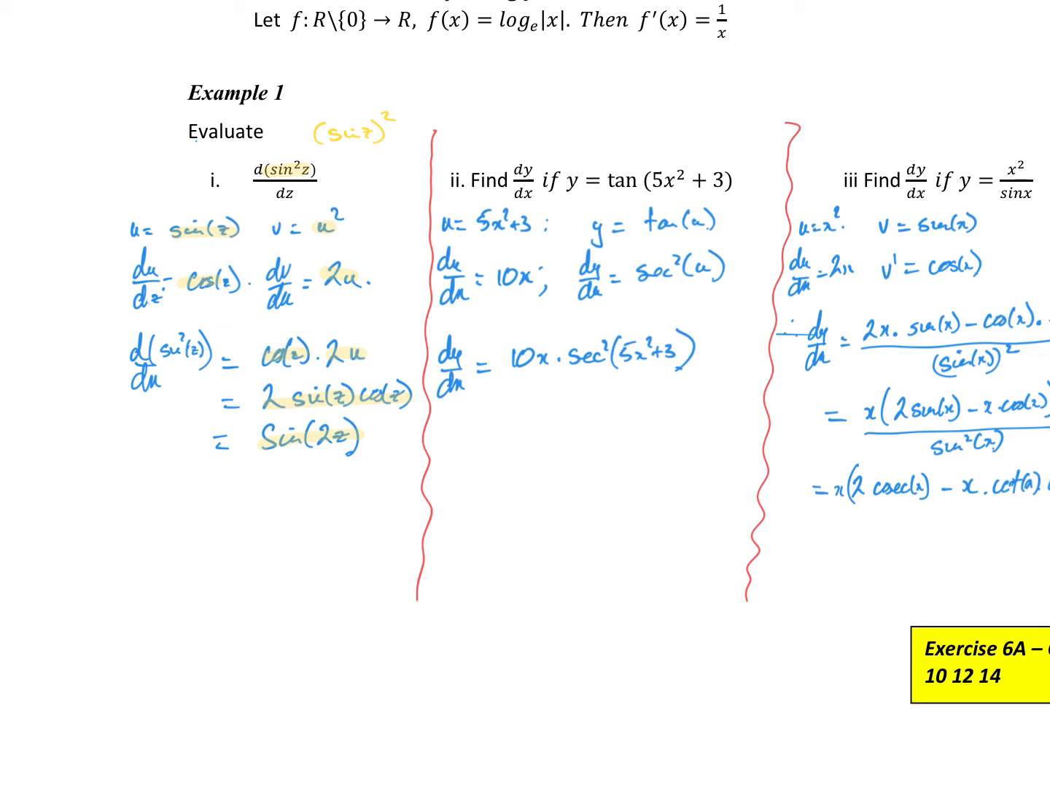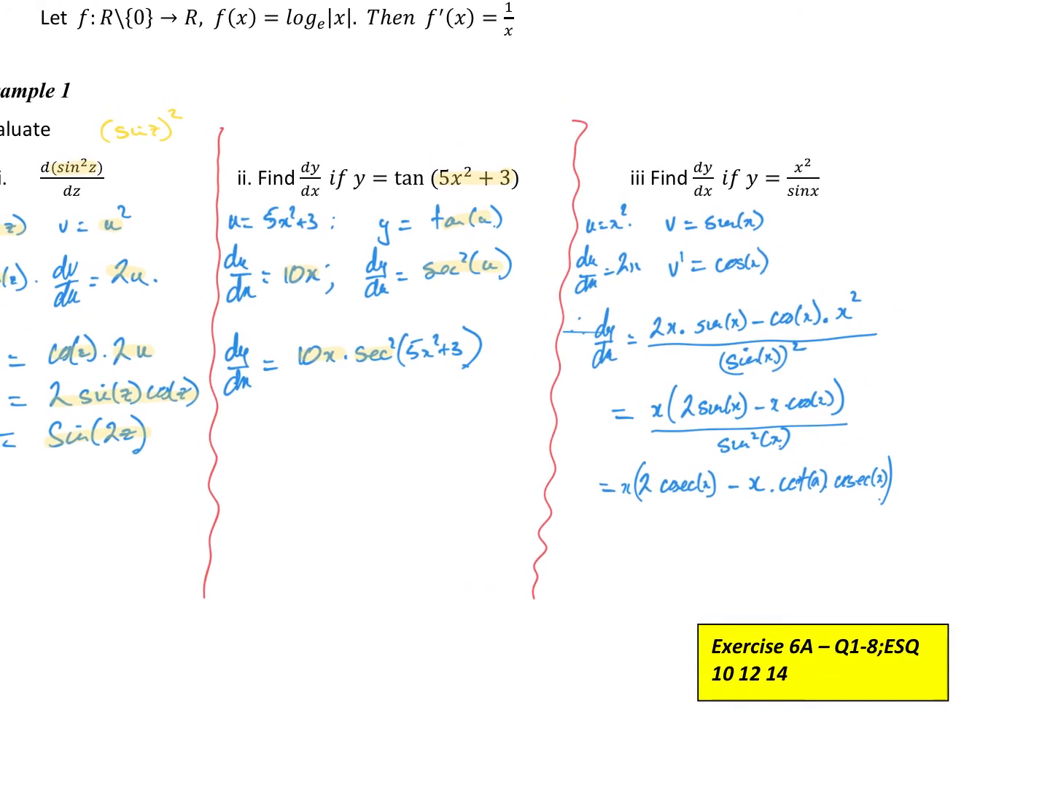I guess the second one is a more obvious chain rule application. We put u equal to 5x squared plus 3. The derivative of that is 10x. The derivative of tan u is sec squared u. Again, the product of the two derivatives, 10x times sec squared of the original 5x squared plus 3. So hopefully that's all okay.